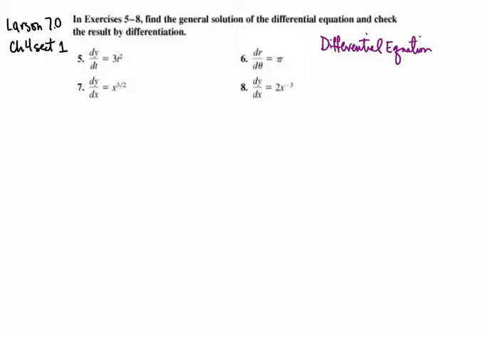A differential equation is an equation that involves a derivative, or that has a derivative in it. And so all four of the examples that you see here are equations with derivatives in them. So they are differential equations. dy/dt is equal to 3t squared. dr/dθ is equal to pi. dy/dx is equal to x to the 3/2, and dy/dx is equal to 2x to the negative third. Each of those are examples.